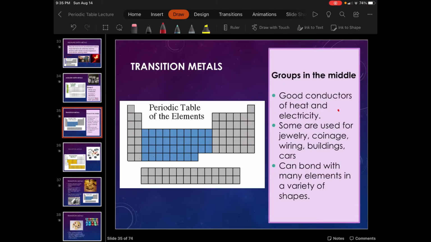All right, let's move on to the transition metals. The transition metals are great. I would put great here instead of good. Sorry about that. They're great conductors of heat and electricity. Not all of them, but generally they're great conductors. Some are used for jewelry and coins and different things like that. We know that. They can bond with many elements in a variety of shapes.